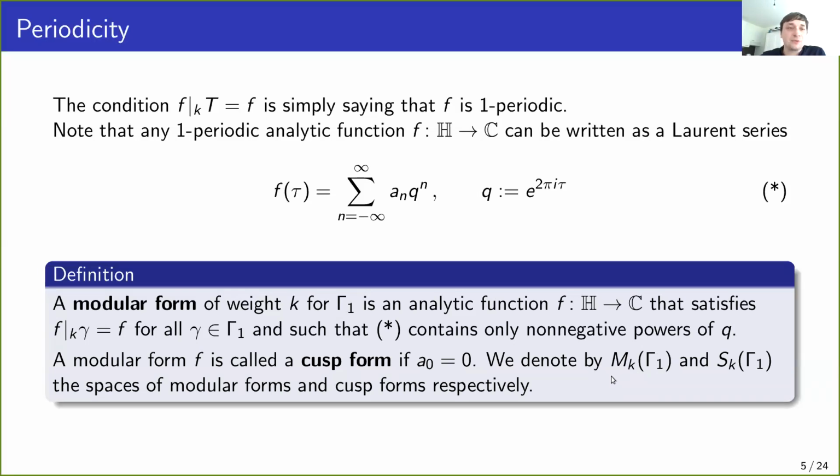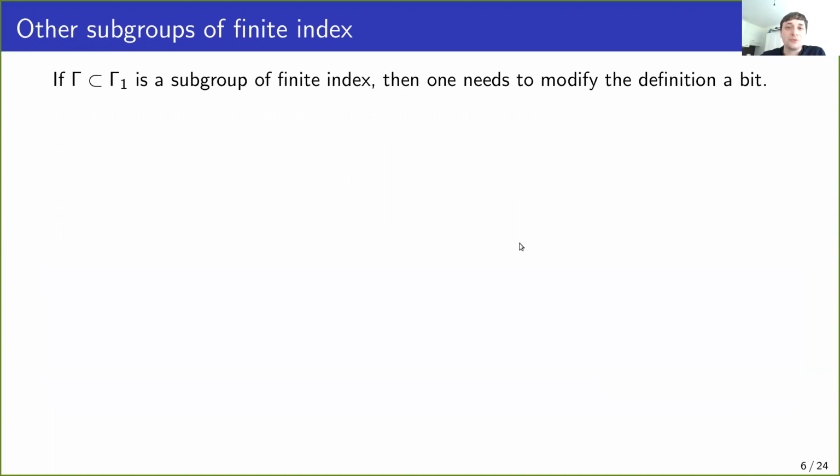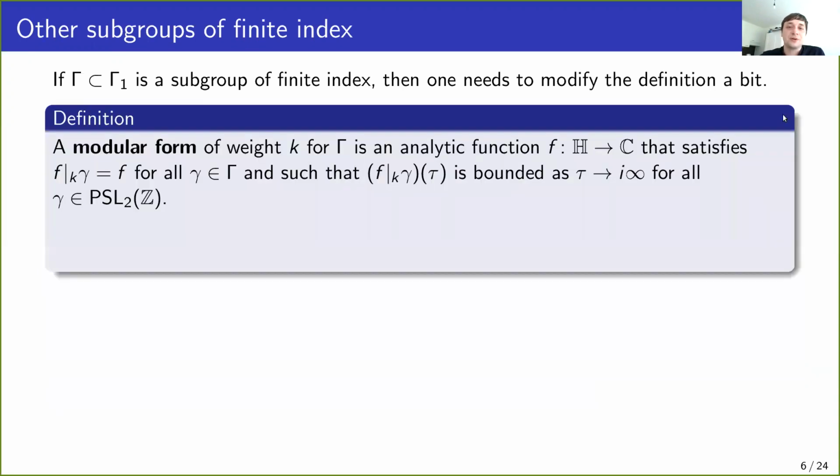Just to make some detour, I won't talk very much about the theory for subgroups other than the full modular group, except maybe for the principal congruence subgroup modulo 2. But in any case, the definition is very easy. One part of the definition is more or less trivial: you just require the transformation law only for a subset of elements of the group. So for a modular form of weight k for the group Gamma, you require it to be invariant under all elements of Gamma under the slash operator in weight k.